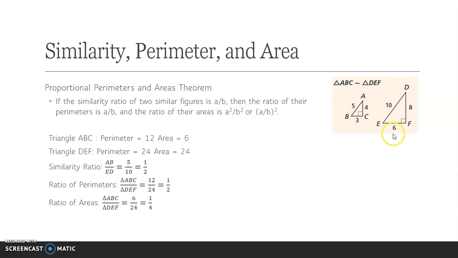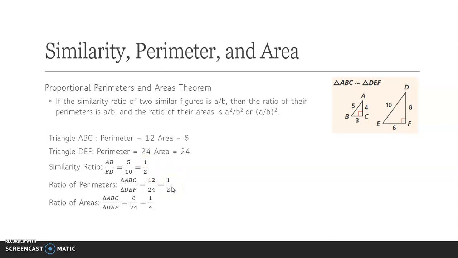So for example, I have triangle ABC here and triangle DEF. The perimeter for ABC is 12 and the perimeter for DEF is 24. So the similarity ratio based on the perimeters would be 12 over 24, which is 1/2. And you'll notice it's the same as the similarity ratio for the sides. I took AB over ED, I did 5 over 12 is 1/2. So these are equal fractions. So if I have the similarity ratio, it's going to be equal to the ratio of the perimeters.